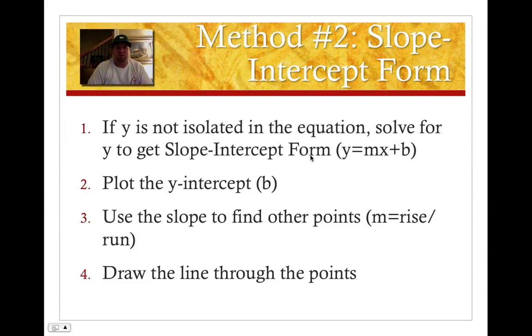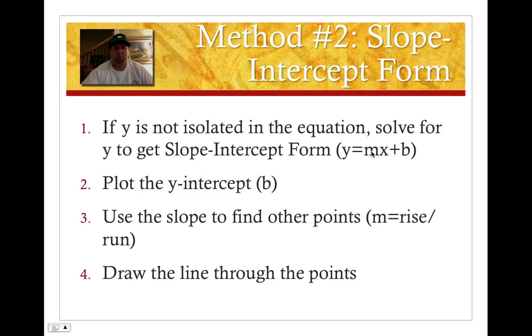Method 2, slope-intercept form. Slope-intercept form is based on changing the linear equation to the form y equals mx plus b. So the first step is to see if the y is isolated, if the y is by itself. If the y is not isolated in the equation, you need to solve for y to get it in slope-intercept form. You need to get that y by itself. And by doing that, you have created the m and the b, which is the slope and the y-intercept, so that you can graph very easily.